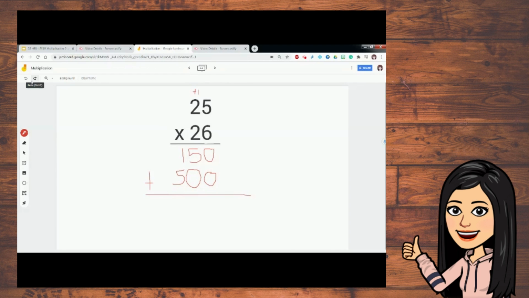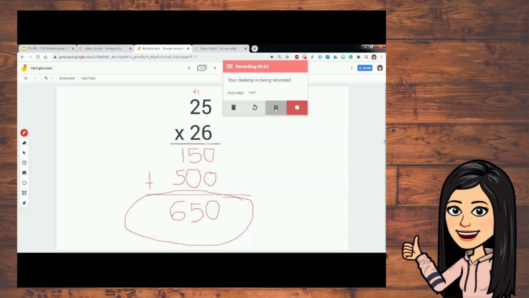Now, next thing that we have to do is to add the products that we've got po earlier. So we have 150 plus 500. So 0 plus 0 is equals to 0. 5 plus 0 is equals to 5. And 1 plus 5 is equals to 6. So the product of 25 times 26 is 650. Okay? Okay, now let's proceed to our reminders.